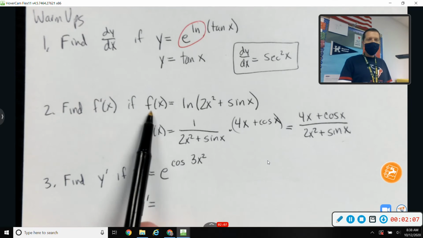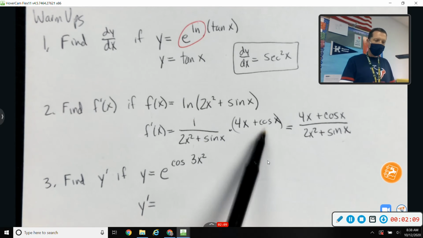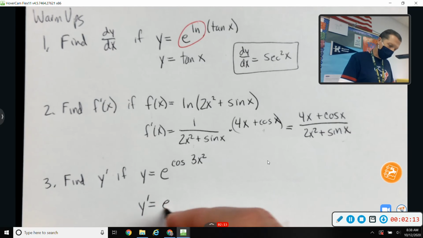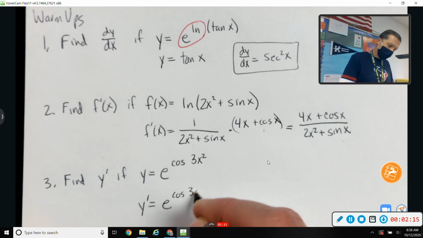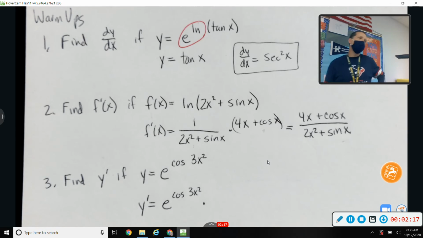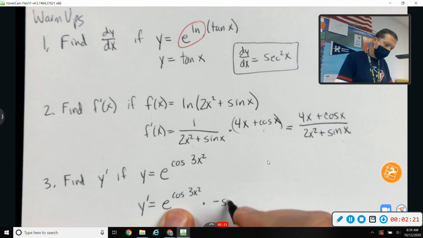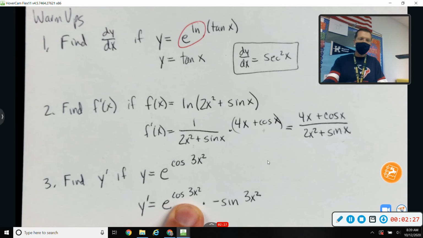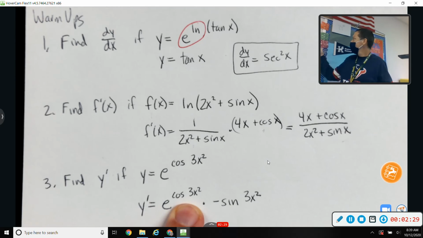All right, so derivative of natural log is 1 over the argument times the derivative of the argument. Derivative of e to something is e to the something times the derivative of the something. So derivative of cosine is negative sine. Leave the argument alone, right? One layer at a time for your Tootsie Roll Pops. One layer at a time.